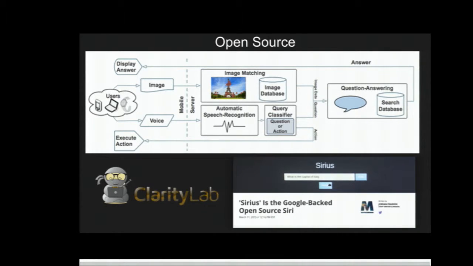It's one of these small open source companies. The last guy was talking about Mapbox. That's also an open source company. So Clarity Lab's an open source company. I don't know how many employees they have, but they're in charge of this.